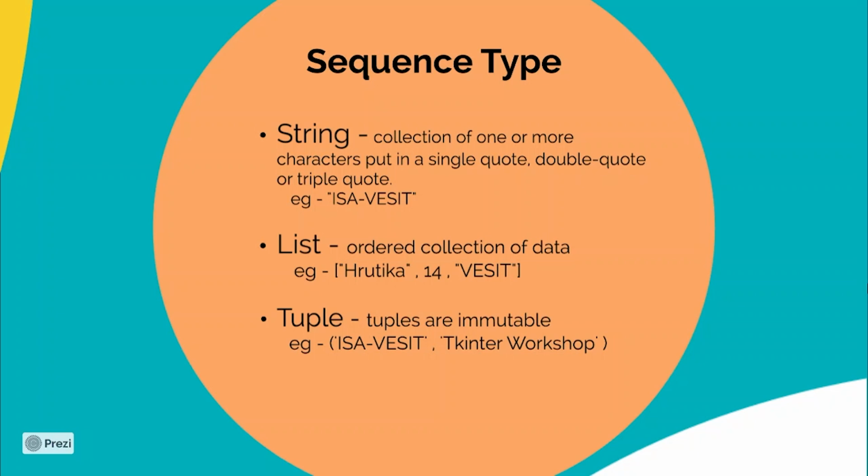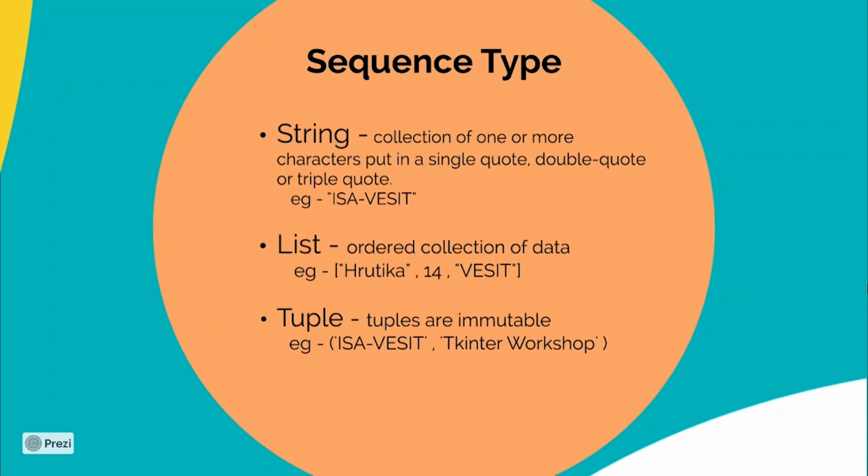So let's see what is string. String is collection of one or more characters put in single quote, double quote or triple quote. So in Python, there is no character data type. A character is a string of length 1 and it is represented by str class. For example, you can see here, we have written ISA-VESIT in double quotes. So in quotes, whatever is written, it represents a string.